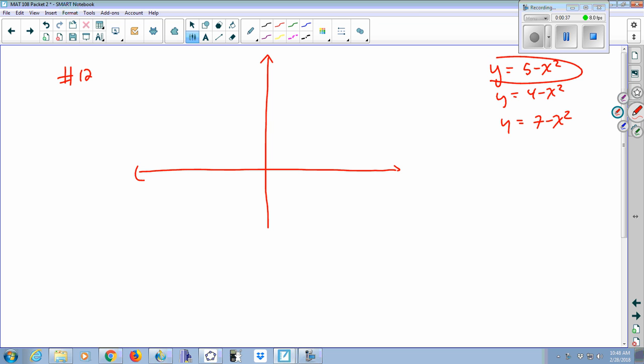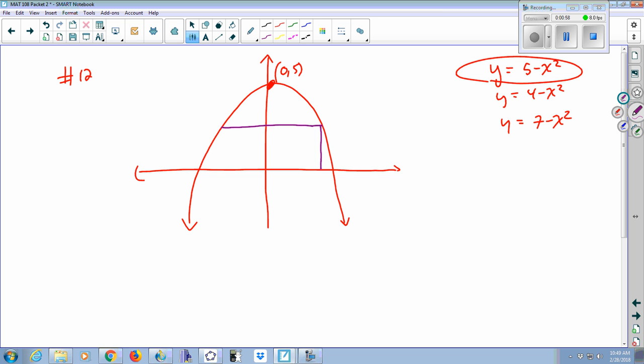So if we work with this first one, you quickly know it's a parabola that opens downward because the leading coefficient is negative. The y-intercept, when x is 0, is 5. And your job is to find the maximum area of a rectangle that's inscribed under that parabola with its base along the x-axis.